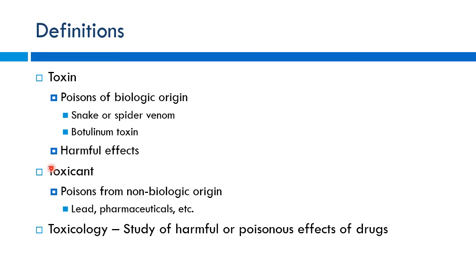A toxicant is another variety, typically of non-biologic origin. A lot of the drugs we'll talk about are going to be toxicants in high amounts. Lead: we talked about trace elements in the body being small amounts of metals that we need, like selenium and manganese. Lead, though, is not one of those. Lead is something you should have none of in the body. However, it can be a risk in certain conditions.